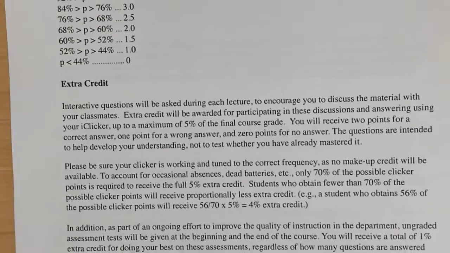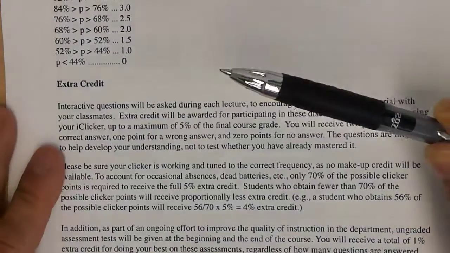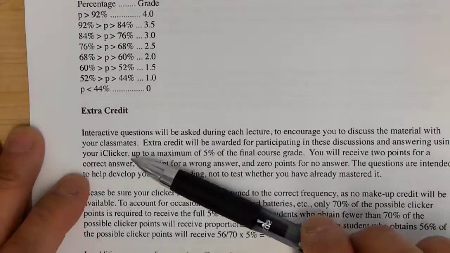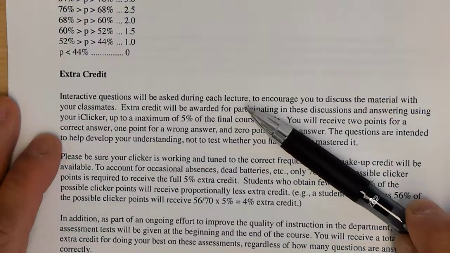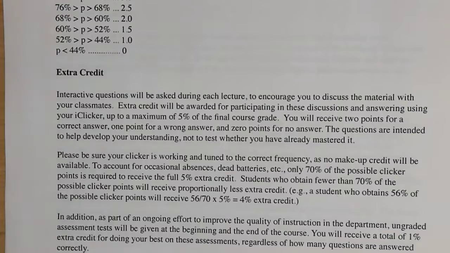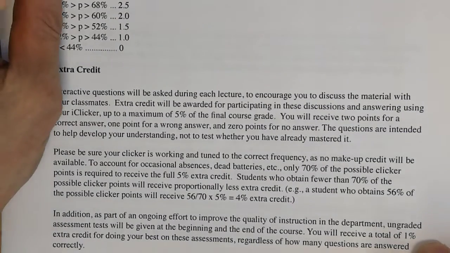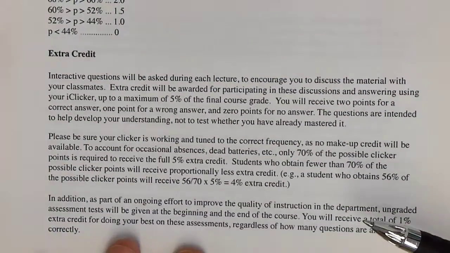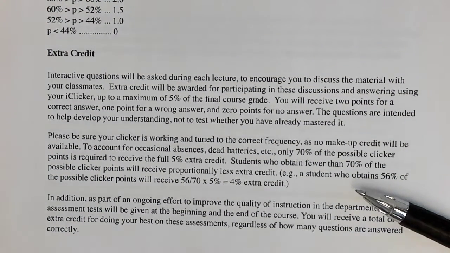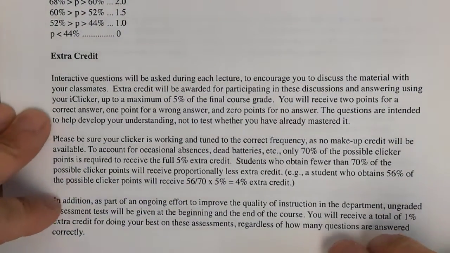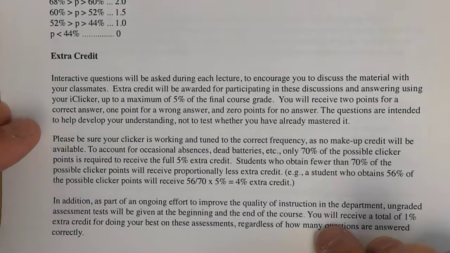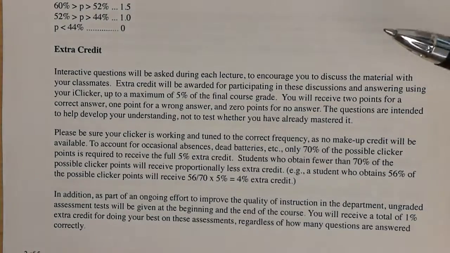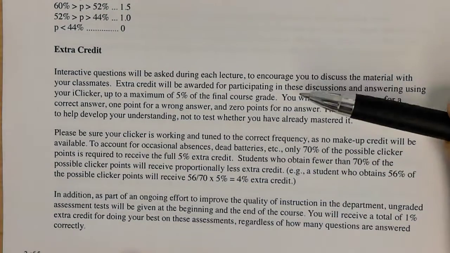I mentioned extra credit. There's actually 2 forms of extra credit. There's 5% extra credit from these clicker questions that will be asked during lecture. So you're going to have to purchase one of these clickers, these iClickers. If you need more information on how to purchase the iClickers, you can find this on our D2L webpage. But you're responsible for bringing the clickers to class.